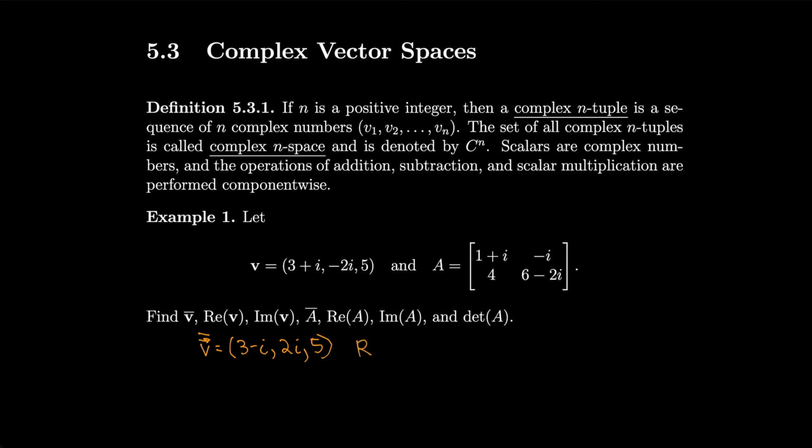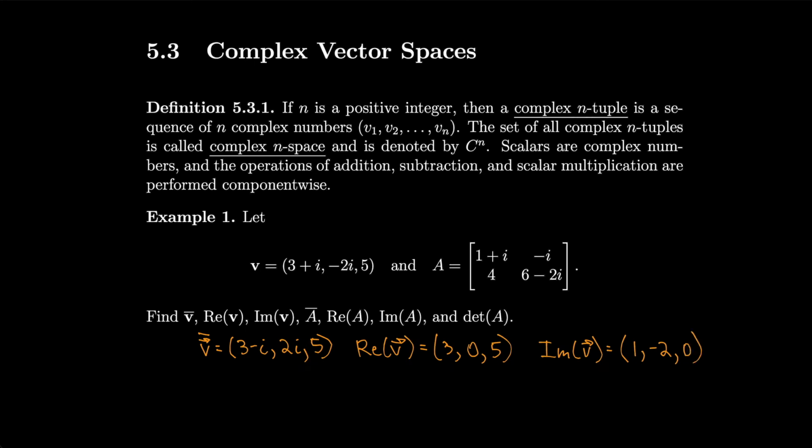The real part of V is just the part without the imaginary part, so that's 3 from the 3 plus i, and then it's 0 from the minus 2i component, and then 5, the entire last component, is real. The imaginary part is just 1 because it's 1i for the first component, and then minus 2 because that's the coefficient for i in the second component, and there is no i in the third one, so just 0.